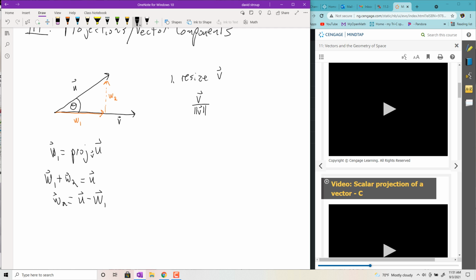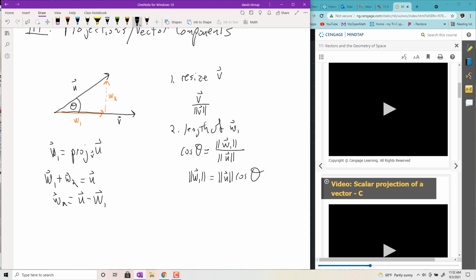So to find the length of w1, we can use trig, right? We notice that the cosine of the angle between the vectors is going to be equal to the magnitude of w1, which is what we're after, divided by the magnitude of u. So basically adjacent over hypotenuse. Then you could solve for the magnitude of w1. So that'll be magnitude of u cosine theta.